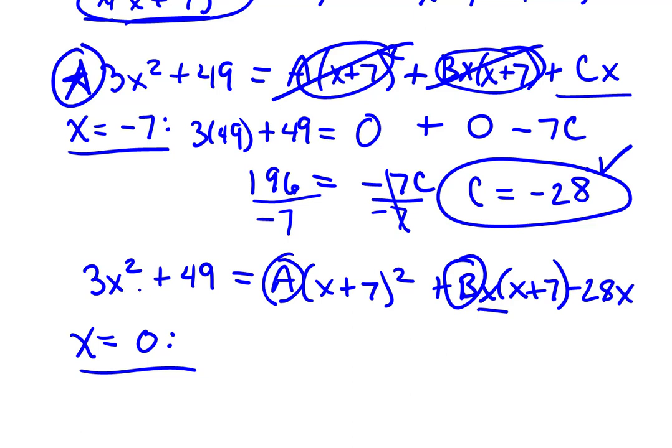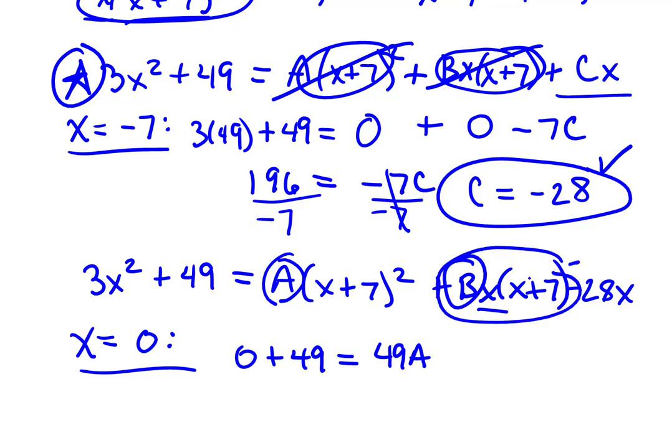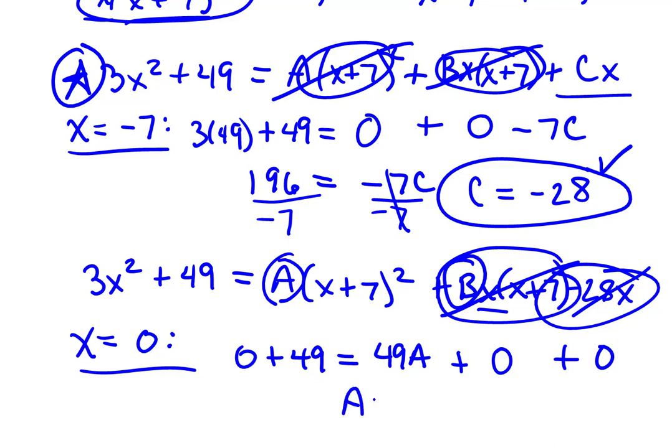Now on the left side of our equation, we'll have 3 times 0, which is 0, plus 49. On the right side, when I plug in 0 for x, I'll have just a times 7 squared, so that's really 49a. Notice though, this middle term with the b will totally drop out thanks to that single x factor when x is 0. So I'll just put in a 0 there. And notice the last term, the minus 28x, would also drop out because when x is 0, that would disappear. Now, what we have left is simply 49 equals 49a. Everything else is a 0. Well, that simply tells us that a must be 1, which means now we've also found a.